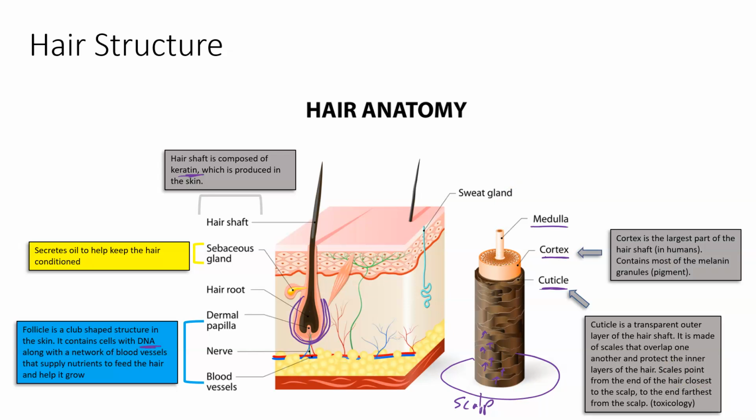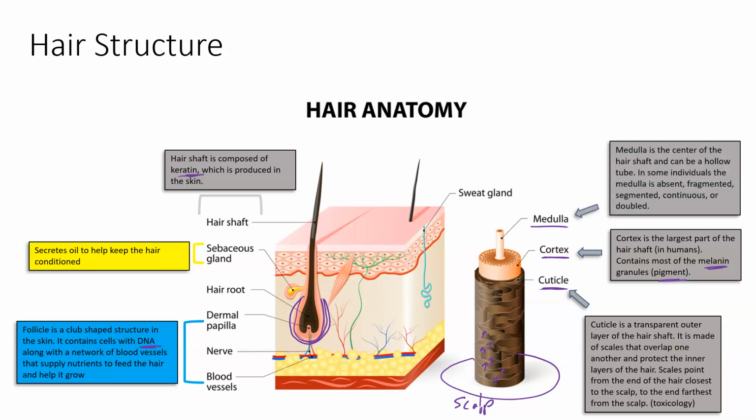Cortex is the largest part of the hair shaft. In humans, it contains most of the melanin granules. Melanin, remember, is the pigment. That's what actually gives your skin and hair its color. Medulla is the center of the hair shaft and can be a hollow tube. In some individuals, the medulla is absent, fragmented, segmented, continuous, or doubled. And again, you're going to look at pictures. You're going to look at microscopy labs while you're in the class, and so you're going to see hairs with a variety of different medullary indexes as well.